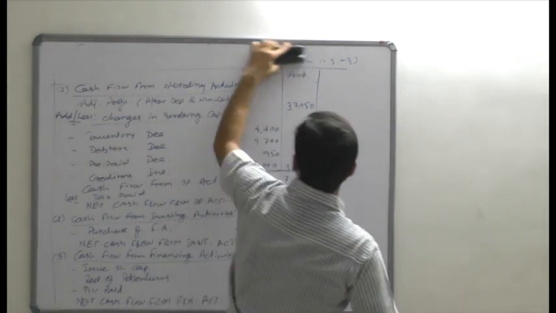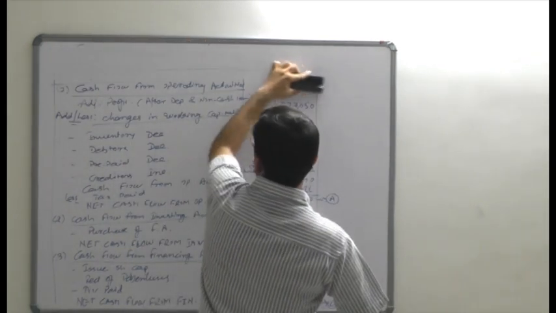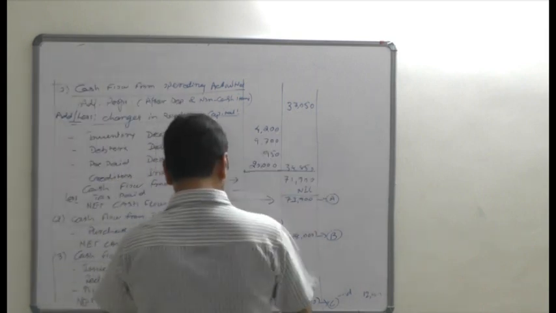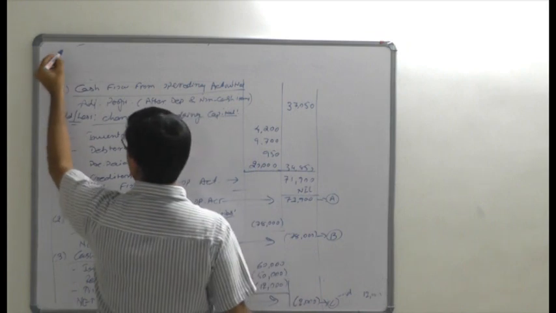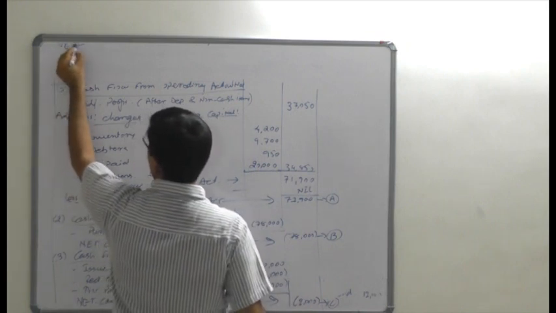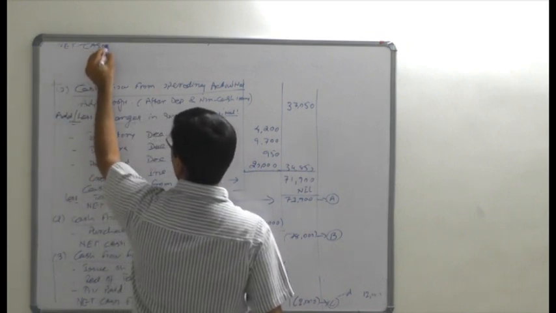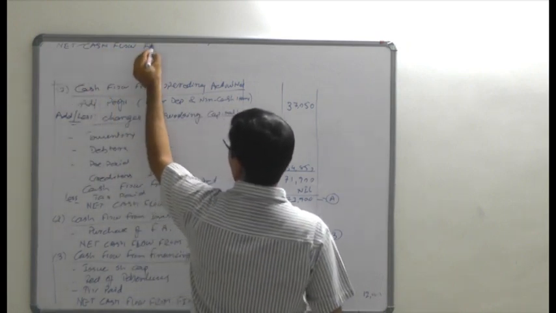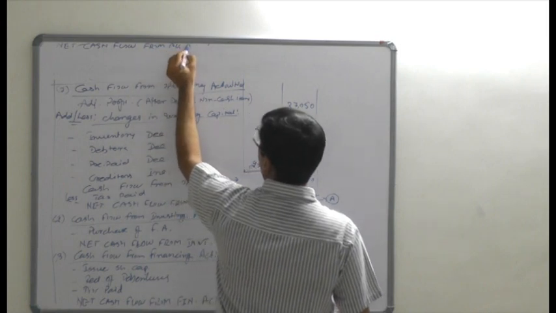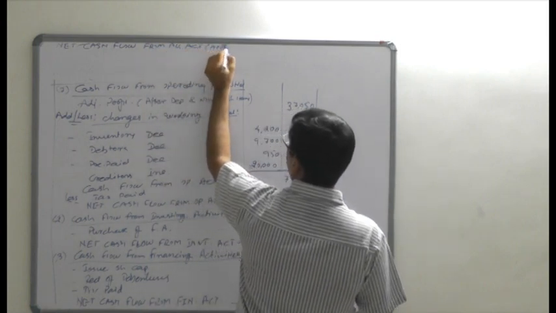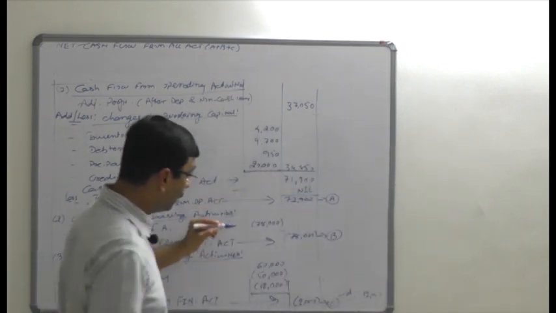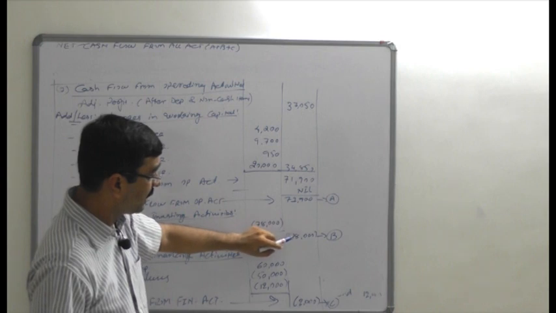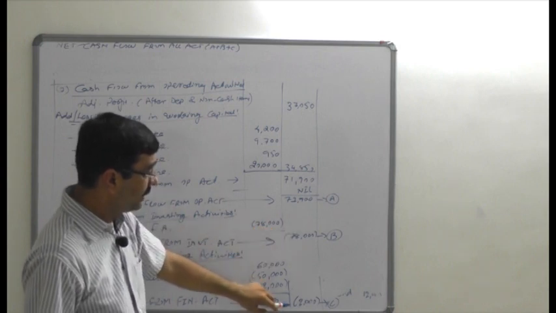Just concentrate, because this will continue here. Now here are the three activities' answers, so we will find out the net cash flow, or net change of cash flow, from all activities: A plus B plus C. See here, A is 71,900, B is 78,000 minus, and C is 2,000 minus.